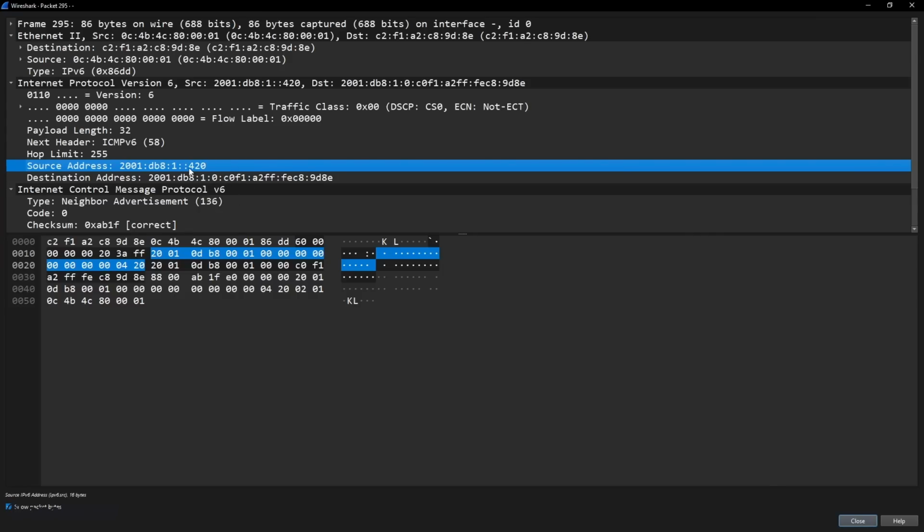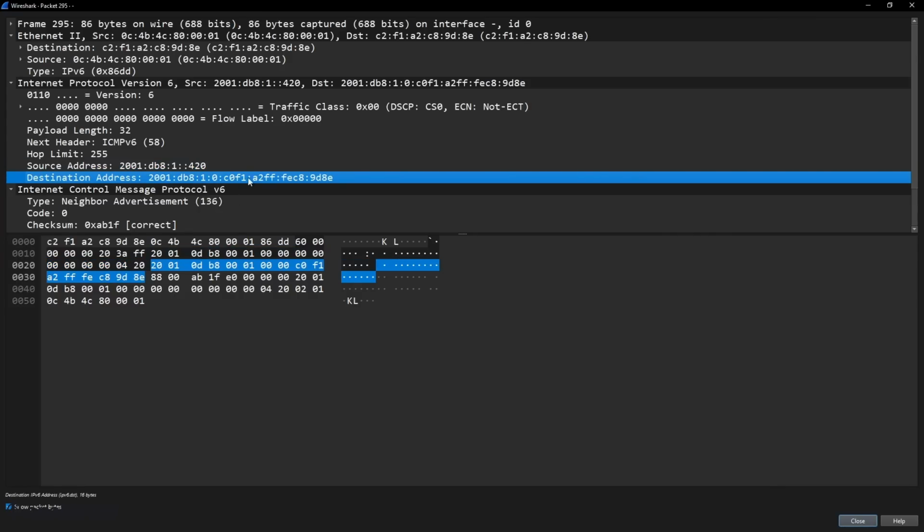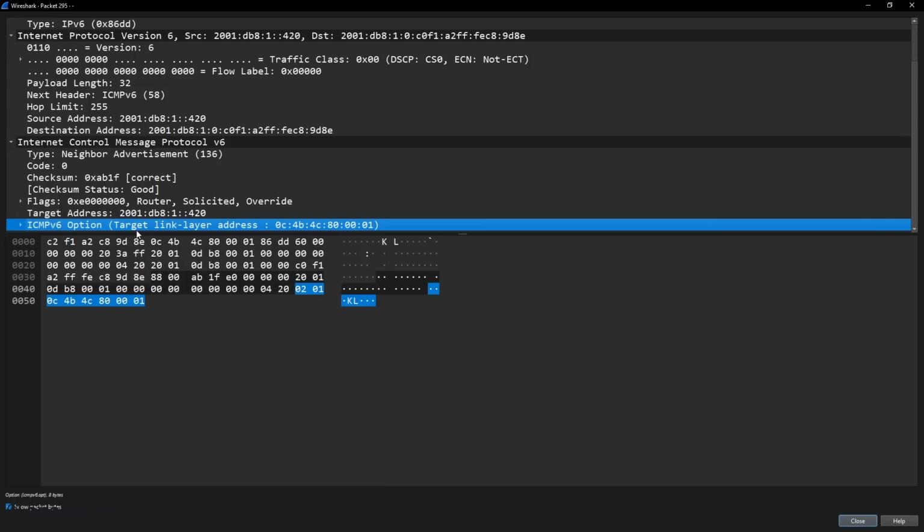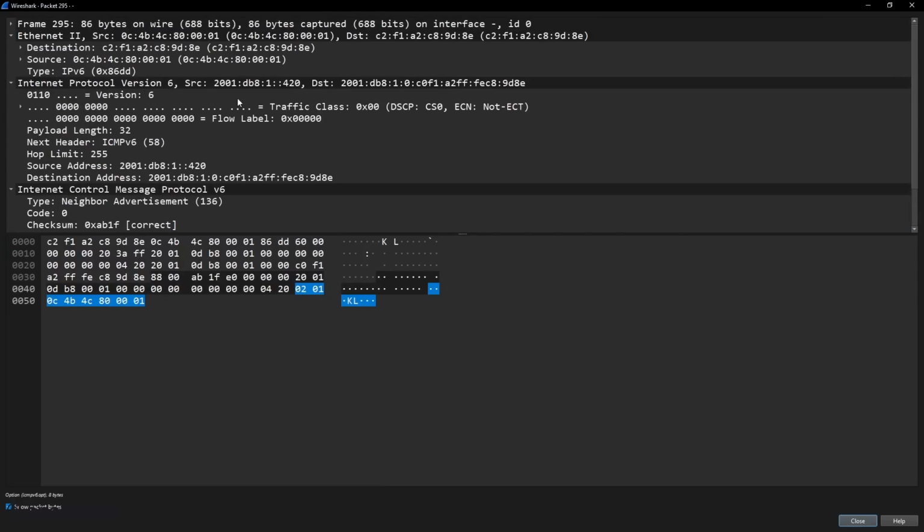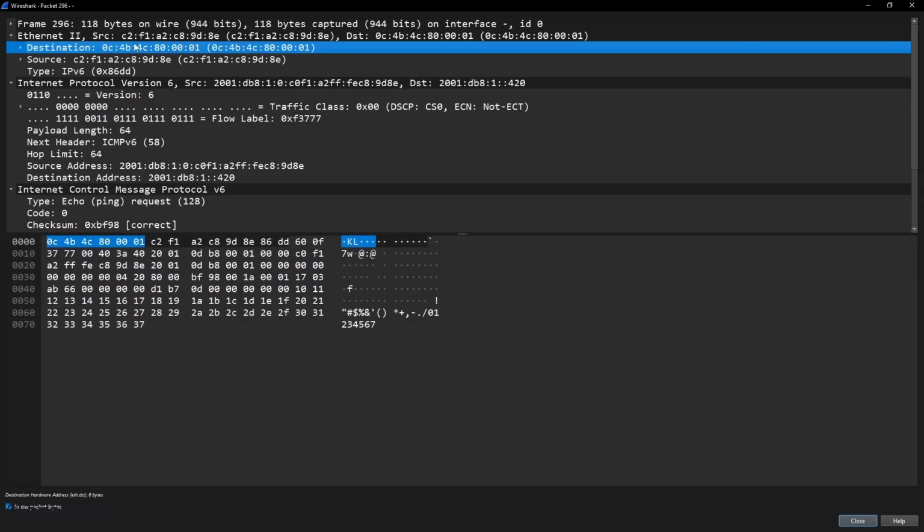So this guy responds back, so it's from his address to my address, and he has given me the target link layer address to work with. So I now know his MAC address, and I can now deal with it up here. And then from this point on, I can just use his MAC address because I've cached it and I'll remember it for the future.